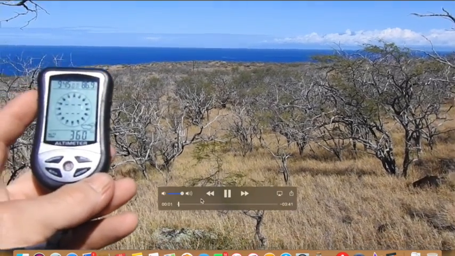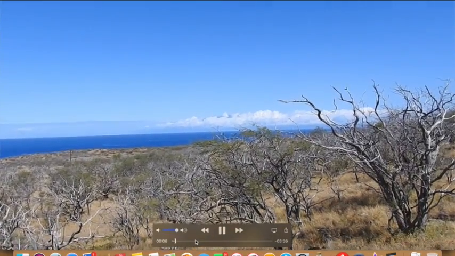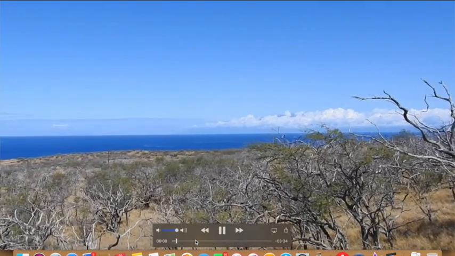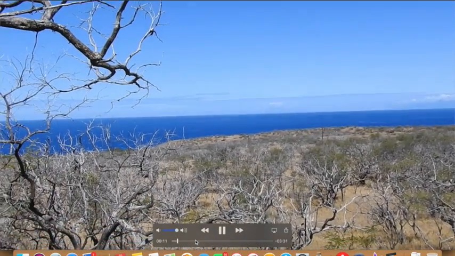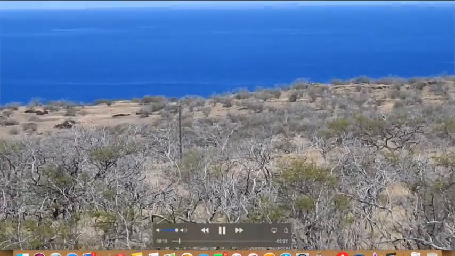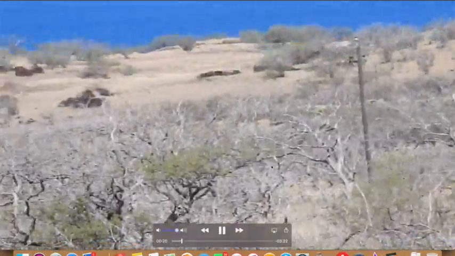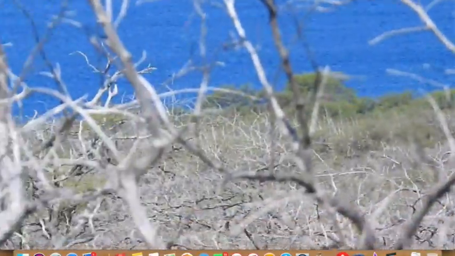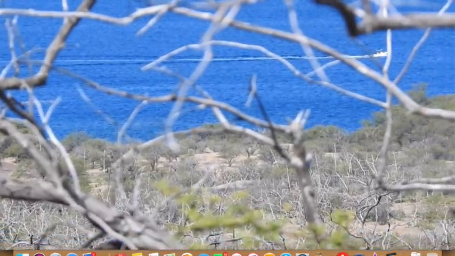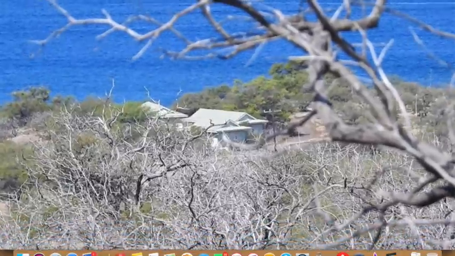So here I'm at 360 feet of elevation, getting closer to Mahukona, Napakahi. You can see the telephone posts along the highway, and I'm right above it. And you can see a bit of the grounds around Mahukona, a boat out in the water. Here are some of the buildings we could see in the beginning of my video.